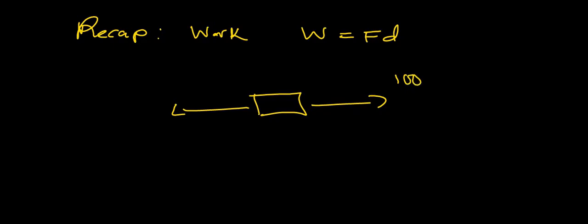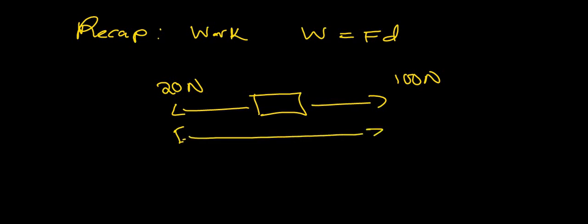So if I give you a box being pulled in two opposite directions like this, there's a 100 Newton force on this side and a 20 Newton force on this side. The distance that we are dragging this before we stop is, let's say, 5 meters. Then I ask you for the overall work done on this object. You simply get the work done by 100 newtons in this 5 meters. So it's going to be 500, right?